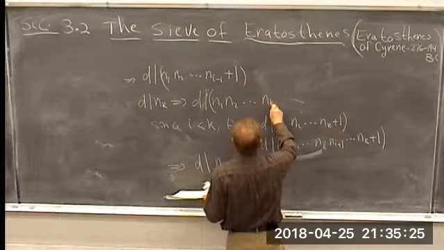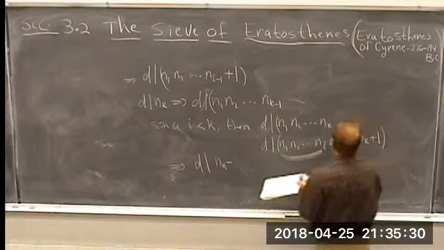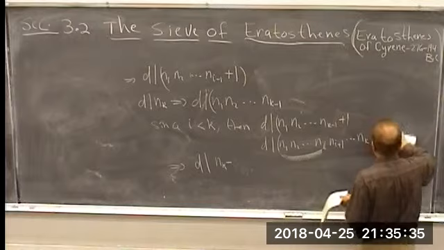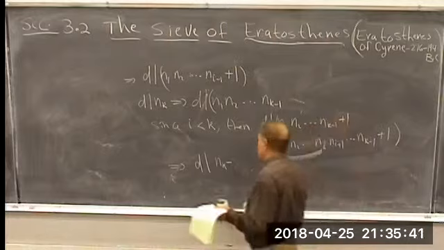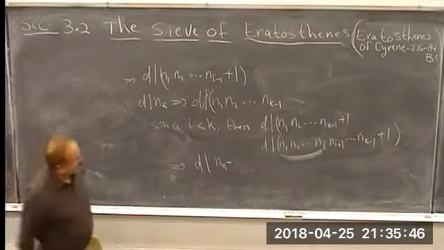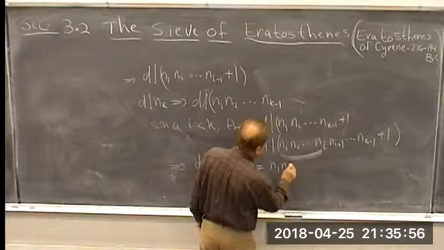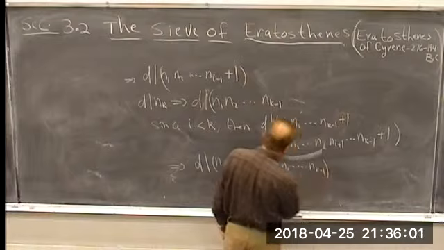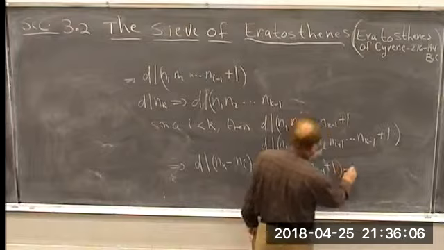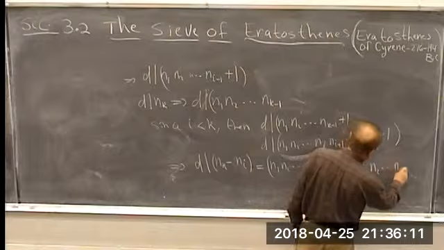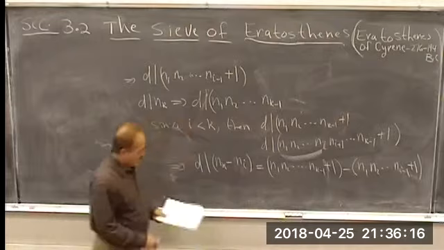Same thing in here, because n sub k is the product of the terms up to n sub k minus 1, plus 1. All right, so this means that d divides n sub k minus n sub i, and this is equal to n1 times n2 up to n sub k minus 1, plus 1, all right, minus n1 times up to n sub i minus 1, plus 1.